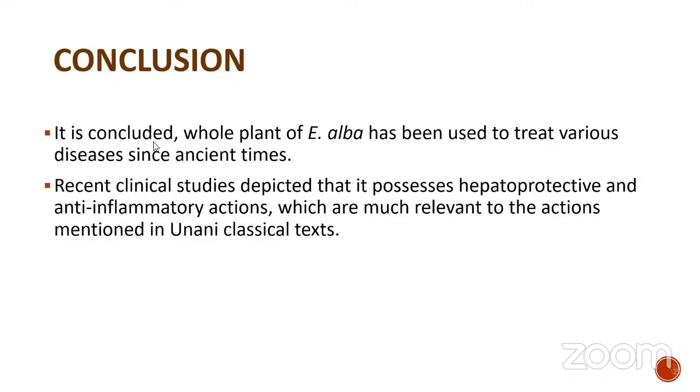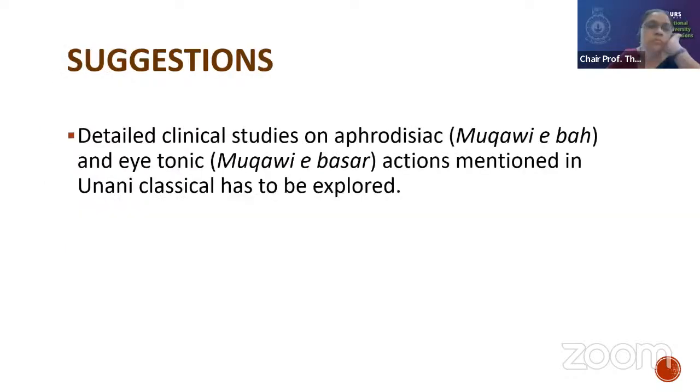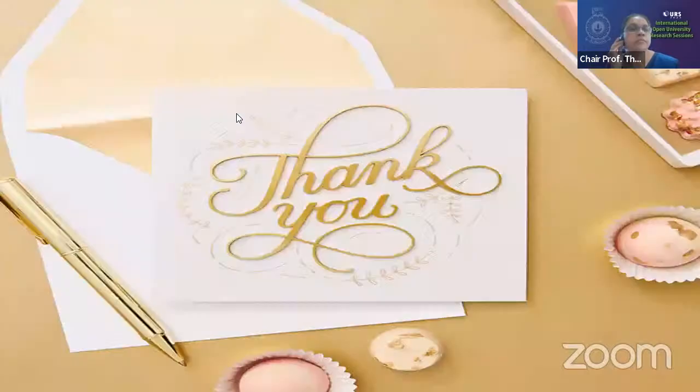So, this plant, Eclipta alba, which is commonly grown as a weed, possesses a wide range of therapeutic effects, and it has been used to treat various diseases since ancient times. Further, recent clinical studies depicted that it possesses hepatoprotective and anti-inflammatory actions, which are much relevant to the actions mentioned in the Unani classical text. A suggestion I can recommend is detailed clinical studies on aphrodisiac and eye tonic actions, which are mentioned in the Unani classical text, and these actions have to be explored. These are the references, and thank you.